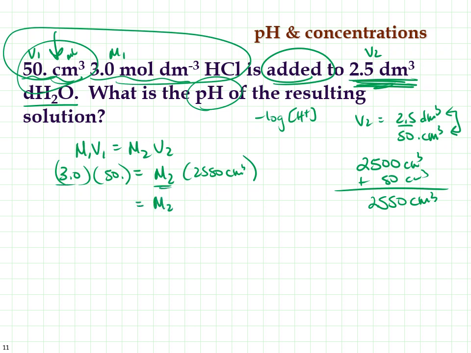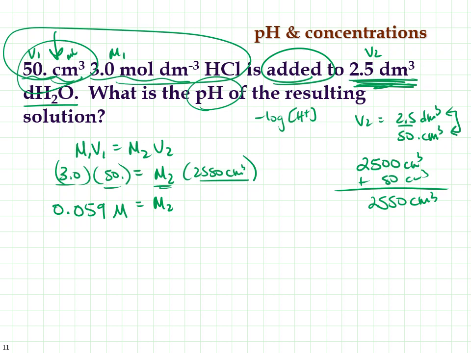Now I can go ahead and solve for my new molarity. Molarity is going to be 3 times 50 divided by 2550. And our new concentration is 0.059 molar, or moles per cubic decimeter, when I do my sig figs.